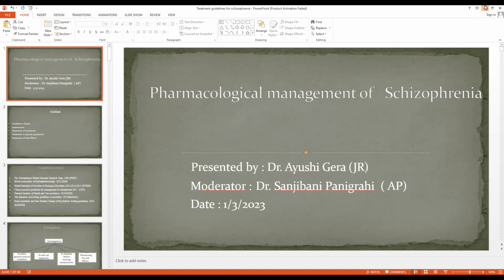Now, the minimum effective dose. The minimum effective dose for haloperidol in first episode is 2 mg, and in multi-episode is 4 mg. And for trifluoperazine, first episode is 10 mg and multi-episode is 15 mg.